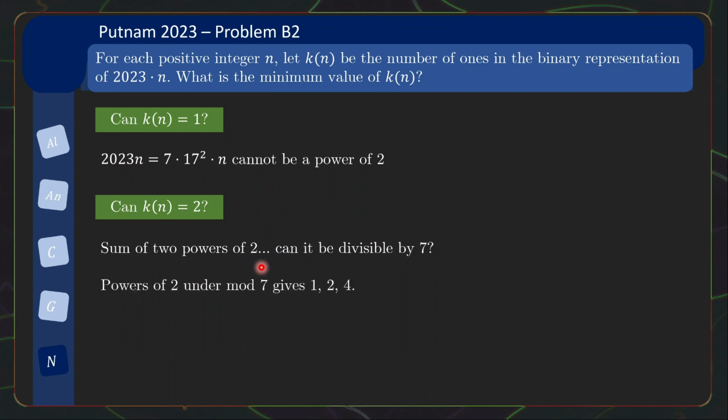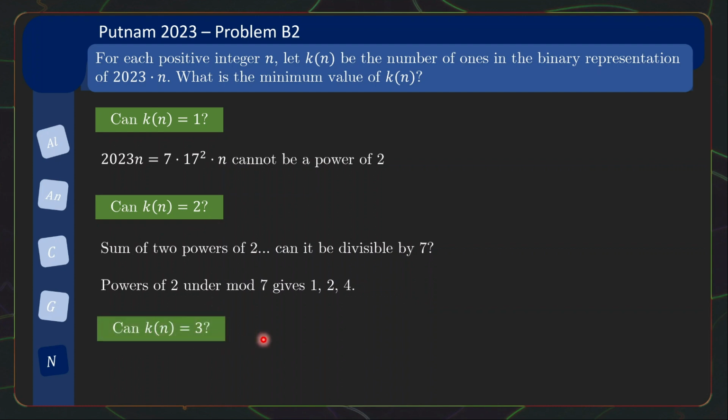Well, it turns out that if we look at powers of 2 under mod 7, we have 1, 2, 4, and then it repeats itself because 4 times 2 is 8, which is 1 mod 7. So these are the only possibilities for the powers of 2 after you take mod 7. This means you can never find the sum of 2 powers of 2 that is divisible by 7. You just go through all the combinations of taking 2 of the terms here. So this again tells us that kn equals 2 is not possible.